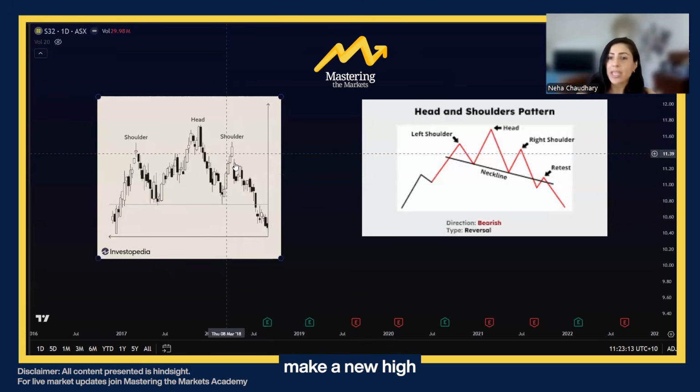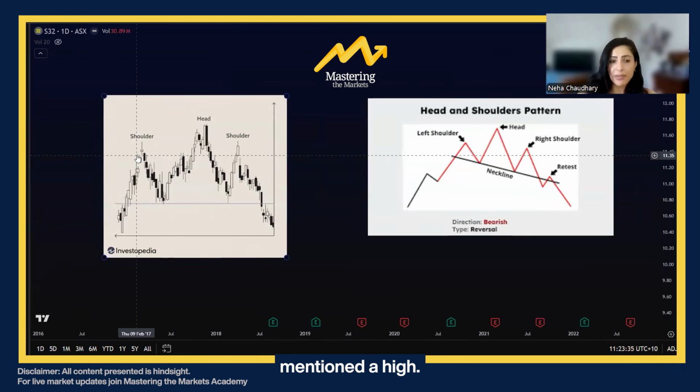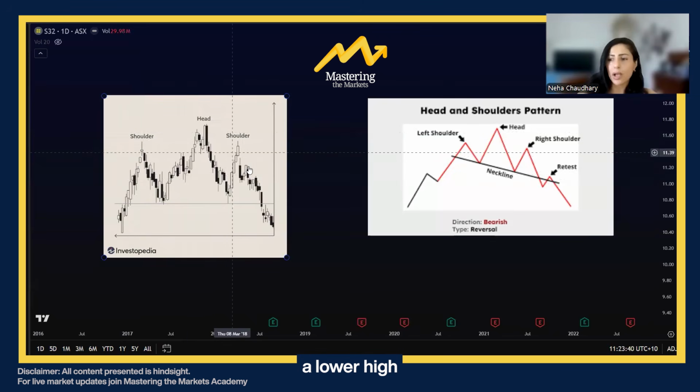That failure to make a new high is essentially your failure swing reversal pattern. And this is why this pattern aligns beautifully with what we learn at MTM. So today, we're going to focus on head and shoulders as a reversal pattern. So for that, first you want to see a clean prior uptrend. Have a look at my chart. Then, as already mentioned, a high. Then we want a higher high and then a lower high, giving us our three peaks.